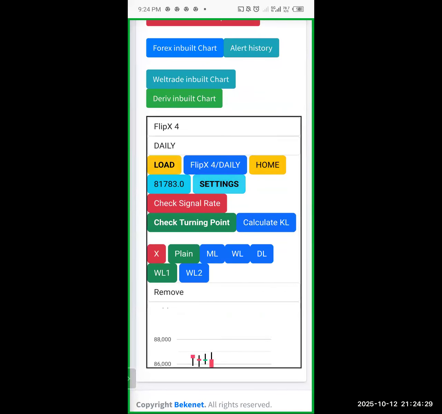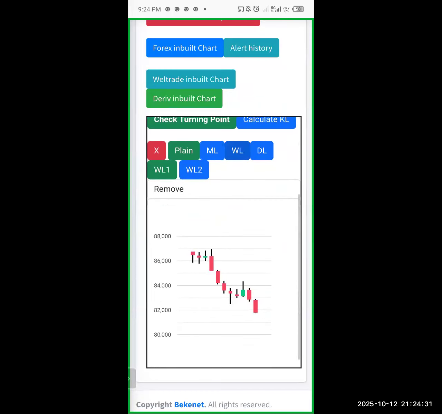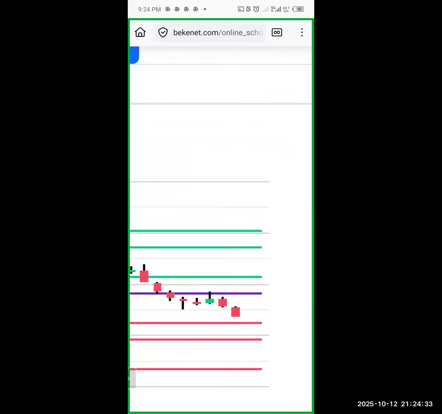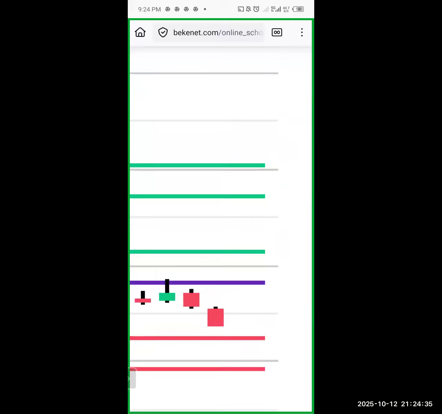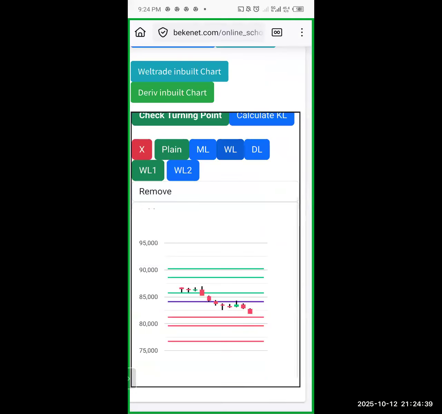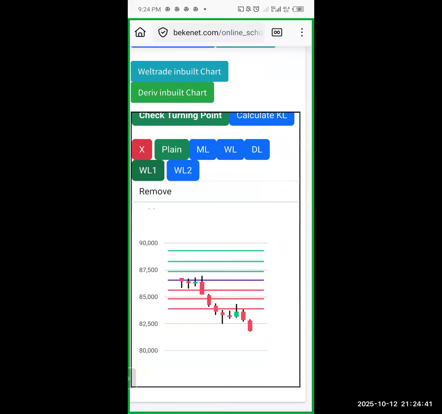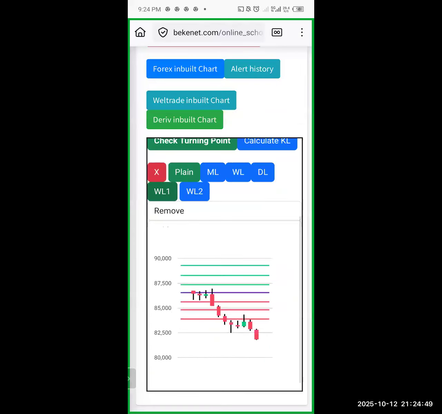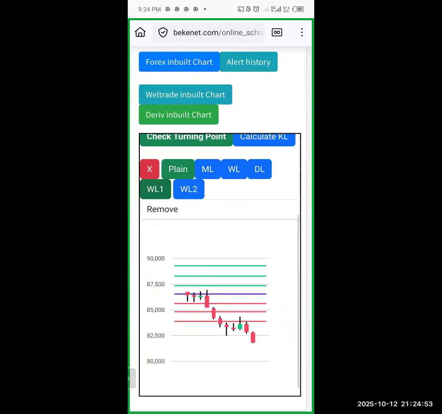This flip 4, I'll load it again. This one has gone far, very well. So I'll click WL1. As you can see, there's little space in the current weekly key level. You understand? The next thing I'm going to do is check last week's key level and see it has broken entirely. That means this pair has been trending for a long time.